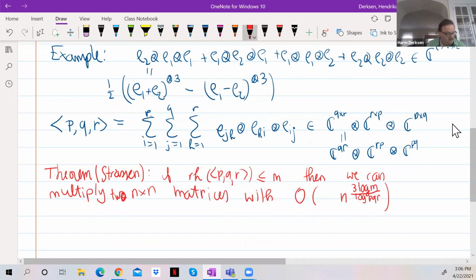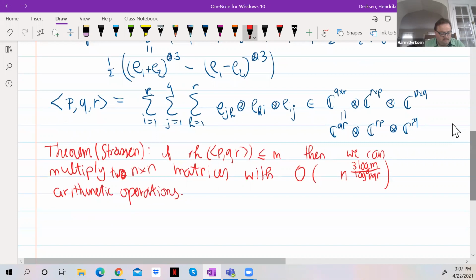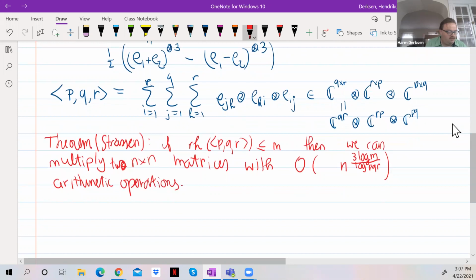And the complexity is measured in arithmetic operations. So one addition or one multiplication will cost 1, basically. What is n here? What is? Yeah, P, Q, R. And then all of a sudden there was a little n. So the complexity of multiplying n by n matrices will be O(n to the power of that exponent).